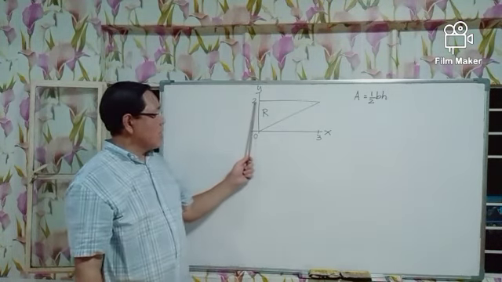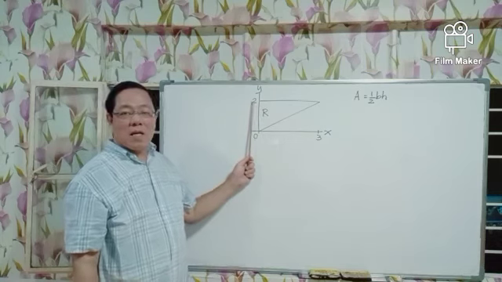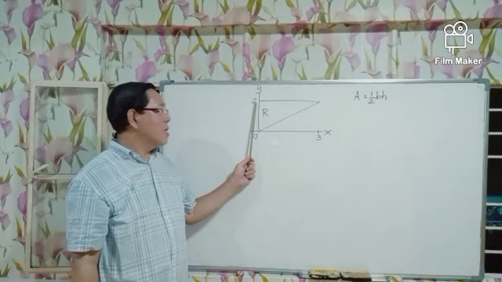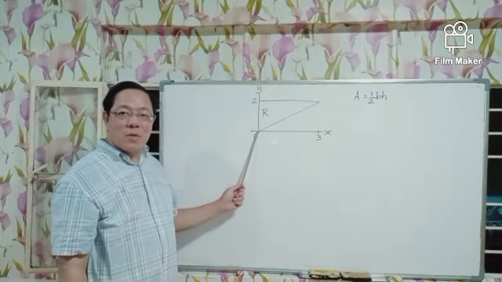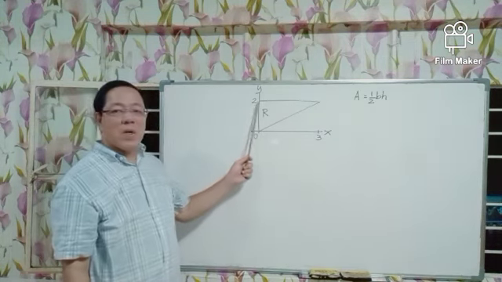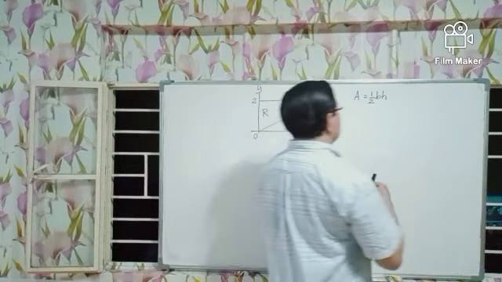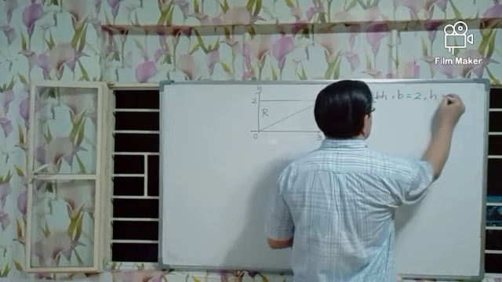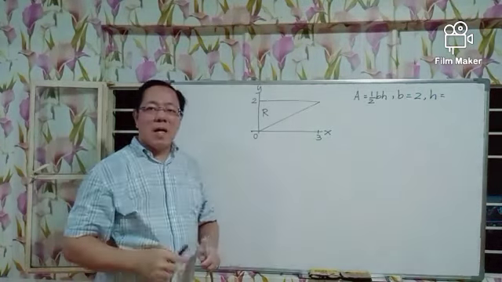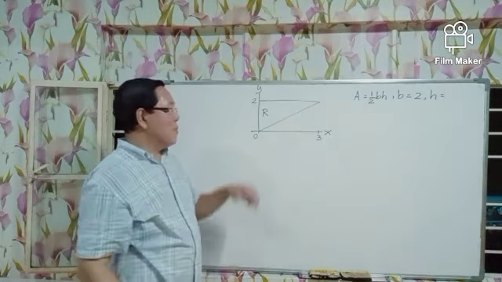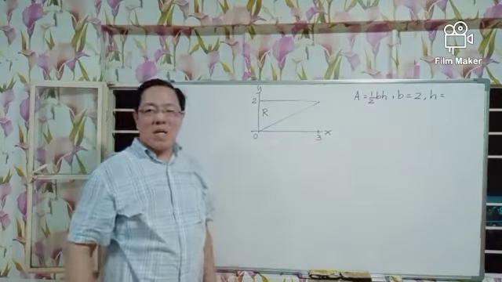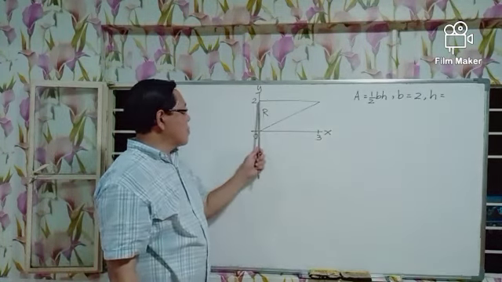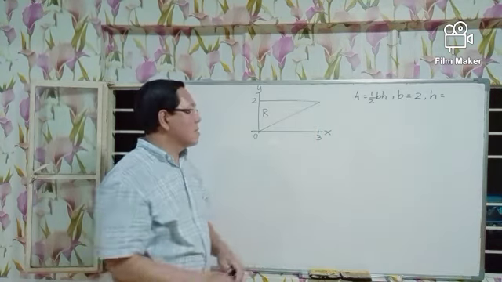We take this side of the right triangle that lies on the y-axis as the base. So the base of that right triangle is 2 units. From 0 to this point is 2 units. And the other leg of the right triangle, which is this side, becomes the height. And the height is 3 units. From this point up to this point is 3 units.